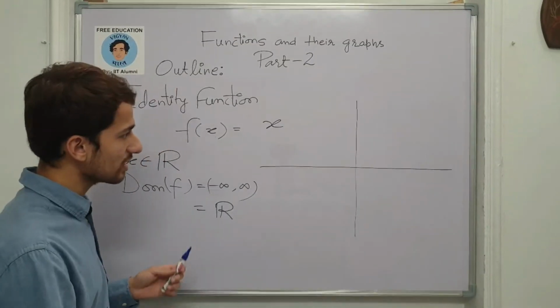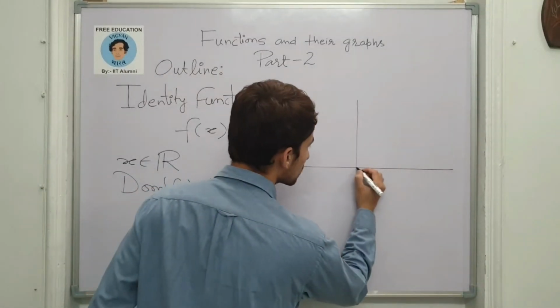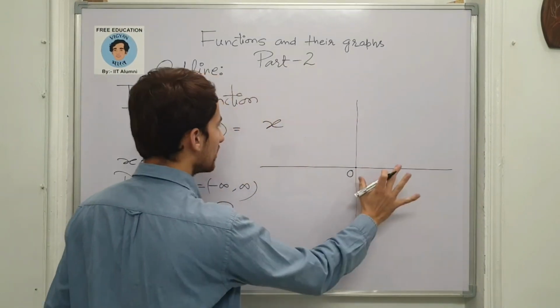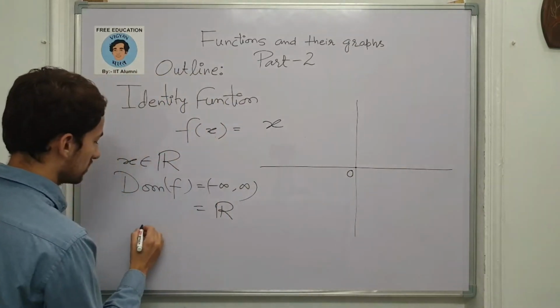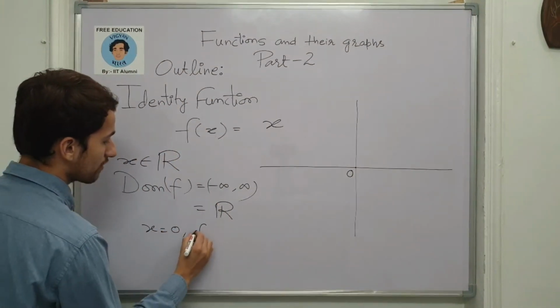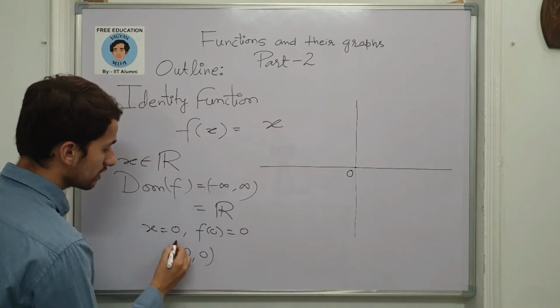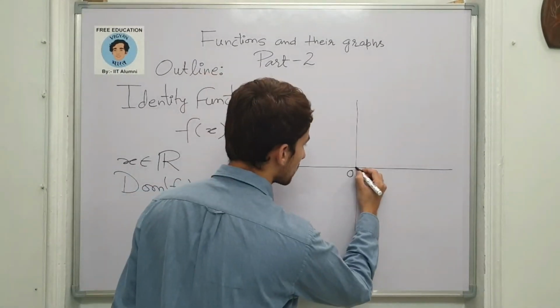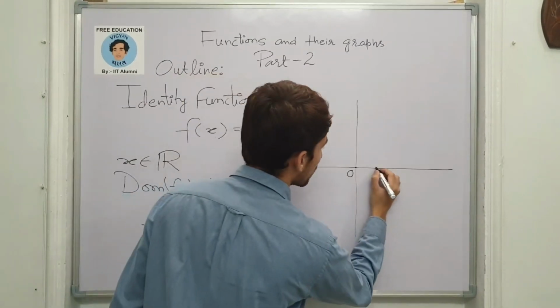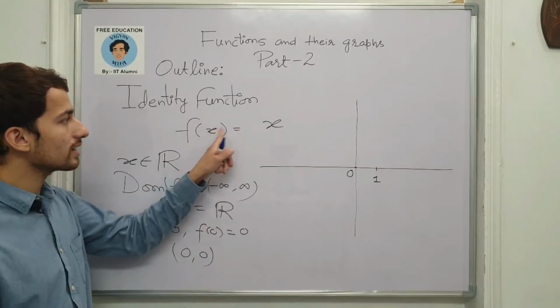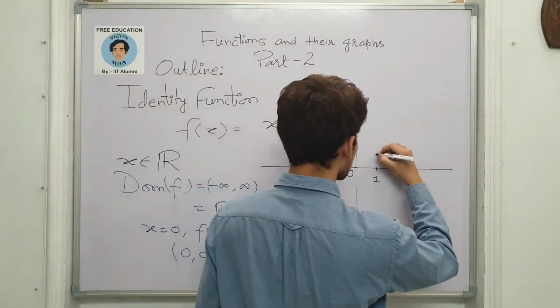Now let's take any value. Suppose I choose this as 0. Now if I choose my x to be 0, my output f of 0 is 0. So the ordered pair which I need to plot is (0, 0). So it lies over here. If I choose x to be 1, the output will be 1 itself. You fix 1 here, the output is 1. So the output is 1.